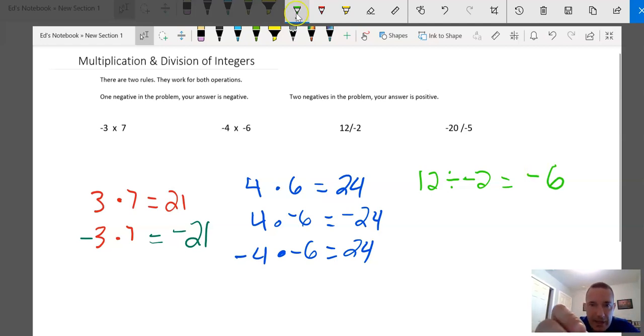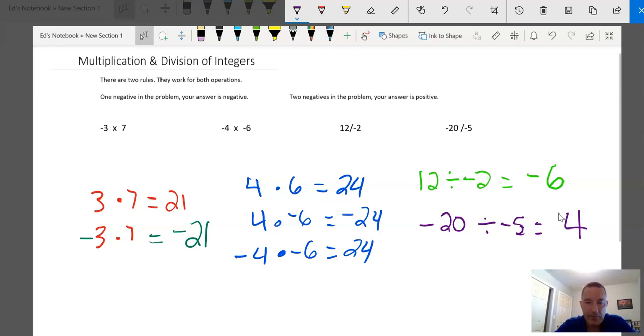And now let's look at the last one we have here. And again, we'll pick different numbers. We have negative 20 divided by negative 5. All right, what's the rule? How many negatives are in the problem? There are two negatives. If there's two negatives in the problem, it means our answer is going to be back to positive. 20 divided by 5 is 4. Negative 20 divided by negative 5 is 4. Alright, so there are two rules for multiplication and division. If there's one negative in the problem, your answer is negative. If there's two negatives in the problem, your answer is positive.